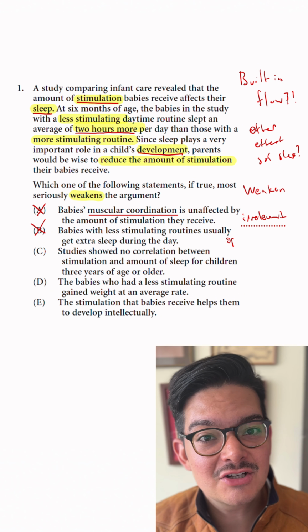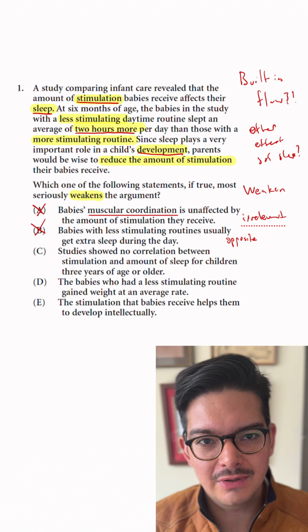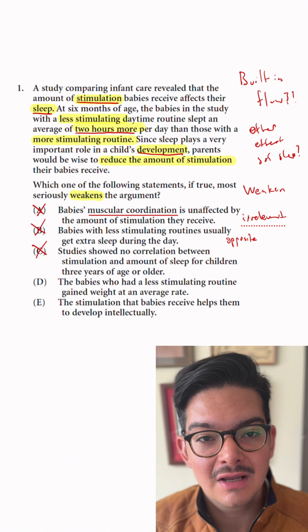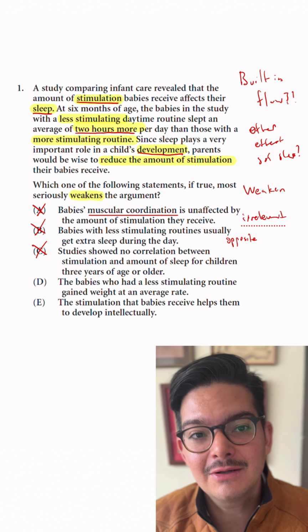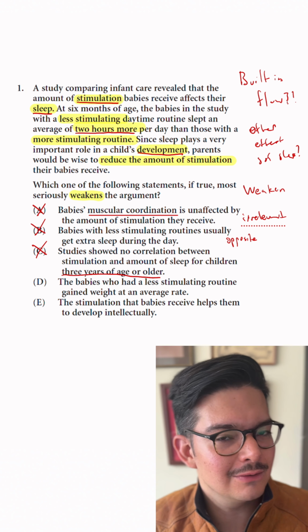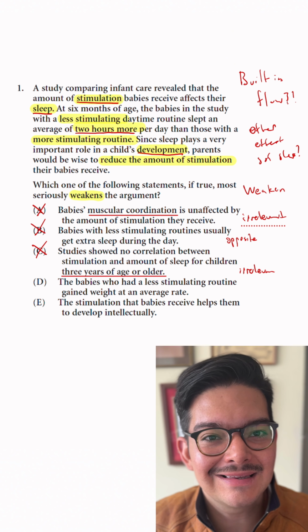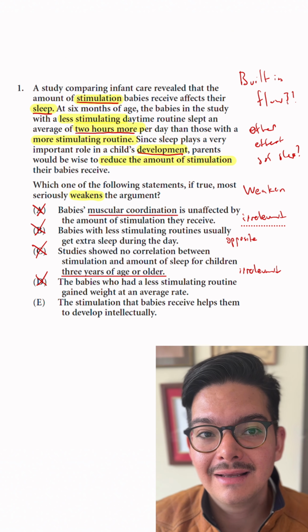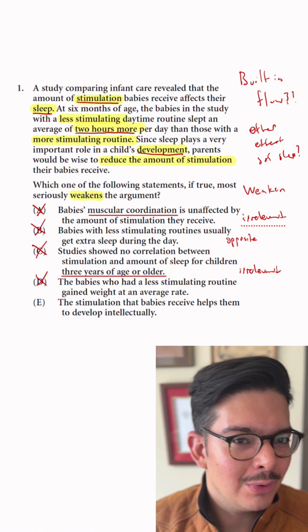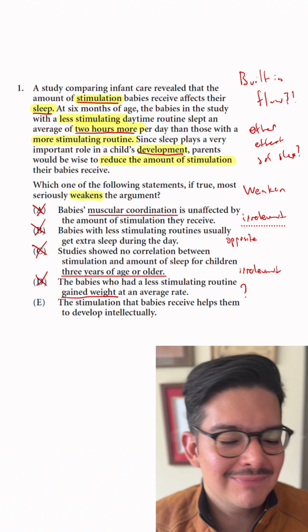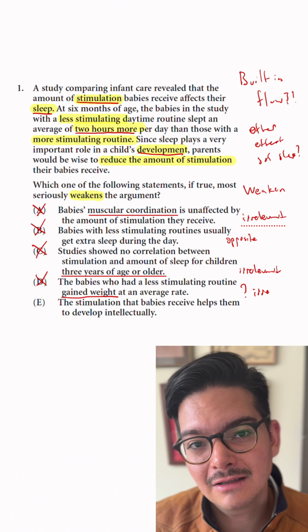C is wrong because it shifts the focus to older children, those over 3 years of age. The argument and the conclusion are about 6-month-old babies, so this isn't relevant. D is wrong because it tells us that babies with less stimulation gained weight at an average rate, but weight gain isn't part of the reasoning, so this also doesn't change the conclusion.